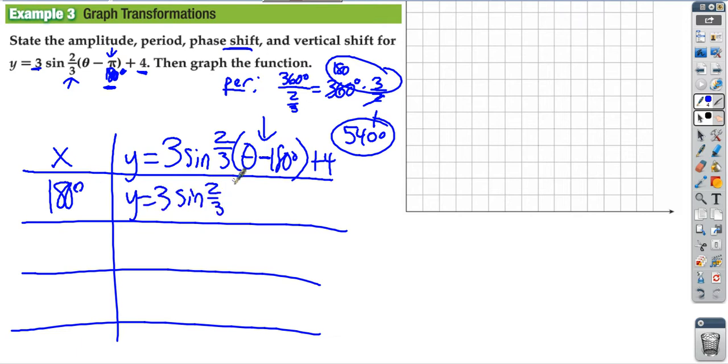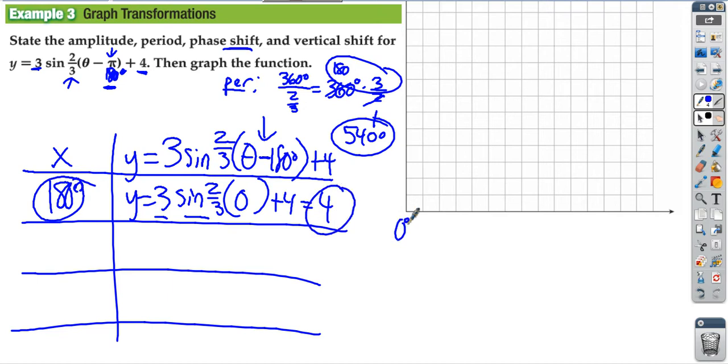So 2/3 times, if we plug in 180 here, we get 0. The sine of 2/3 times 0 is just sine of 0. Sine of 0 is 0. 3 times 0 is 0, and 0 plus 4 is 4. So our first coordinate should be at 180, comma 4.